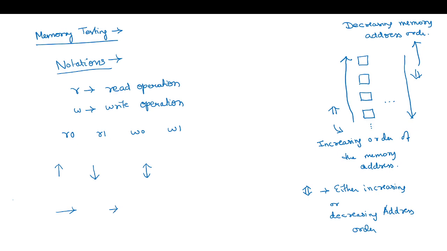represents writing a 1 to a cell which is already containing 1. Okay. With these notations, next we will see the memory faults.